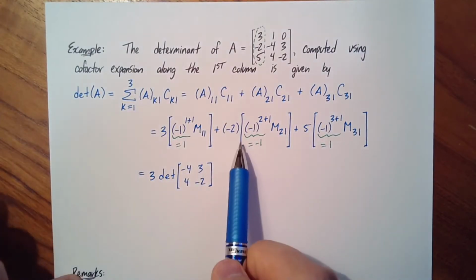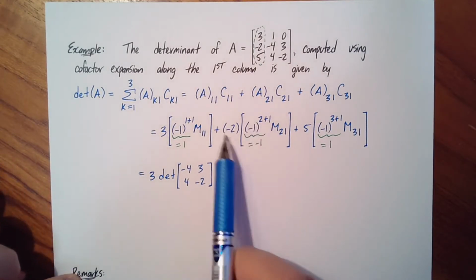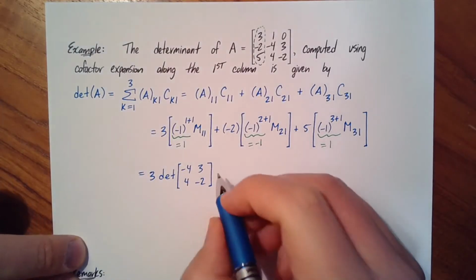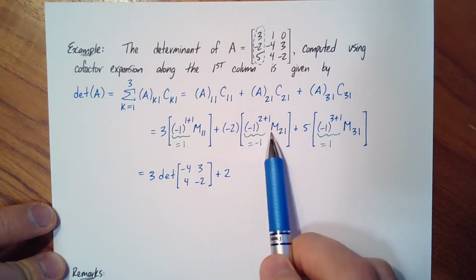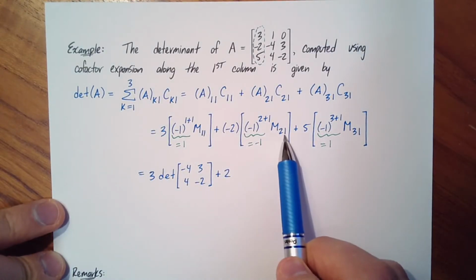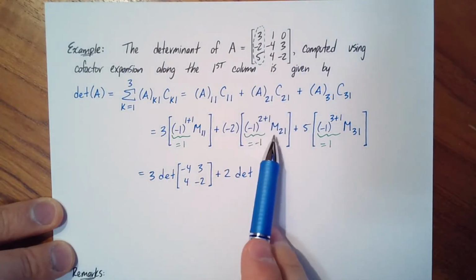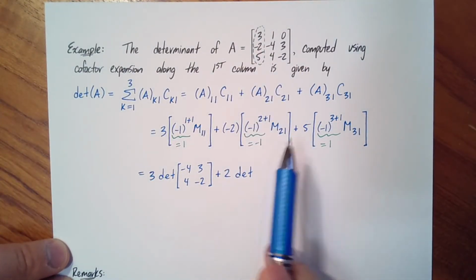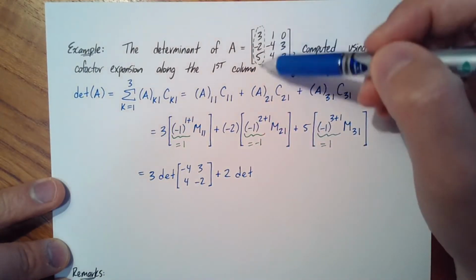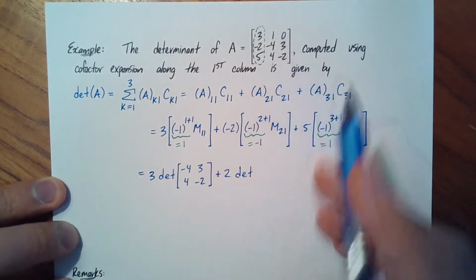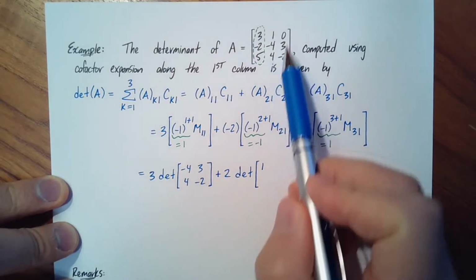Okay, now what about the next term? Well, we've got a negative 2 here. This power of negative 1 turned into a negative 1. So we've got negative 2 times negative 1. That's going to result in a positive 2. Now plus 2. And then we'll have this minor still as well for the second row and first column. So we're going to have the determinant of the matrix A after you were to delete the second row and the first column. So you're going to have the 1, 0, 4, and negative 2.